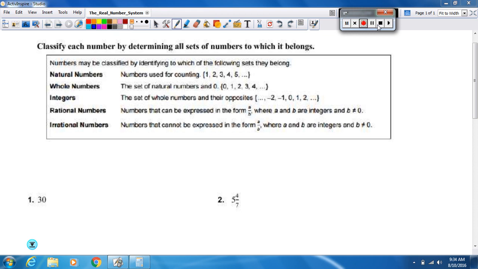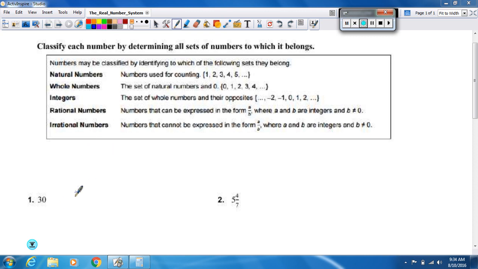Rational numbers are numbers that can be expressed as a fraction. In other words, they're not a decimal that doesn't end, and I'll talk about that in a minute, what that means. Irrational numbers are ones that are not perfect roots, and we've discussed that in a previous lesson, but I will go over it again. Okay, so you're just going to run down the list for each one of these.